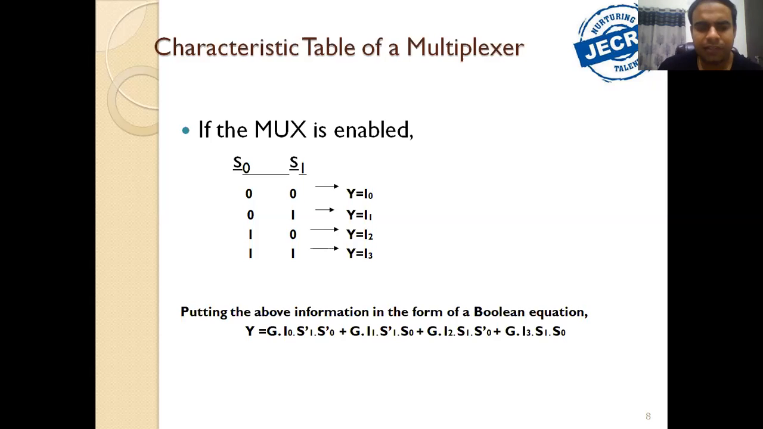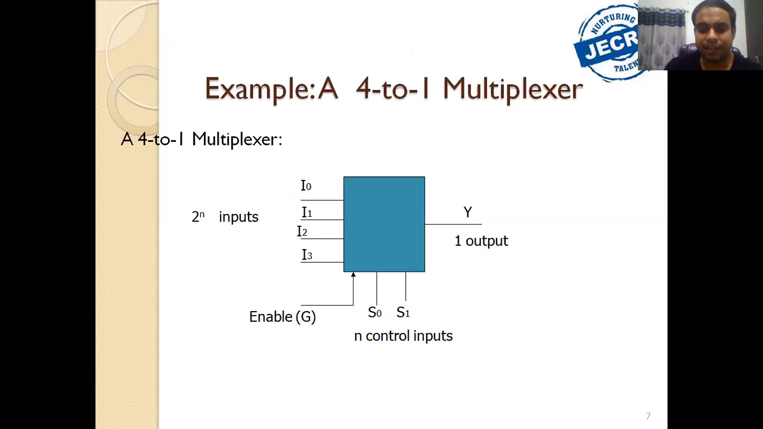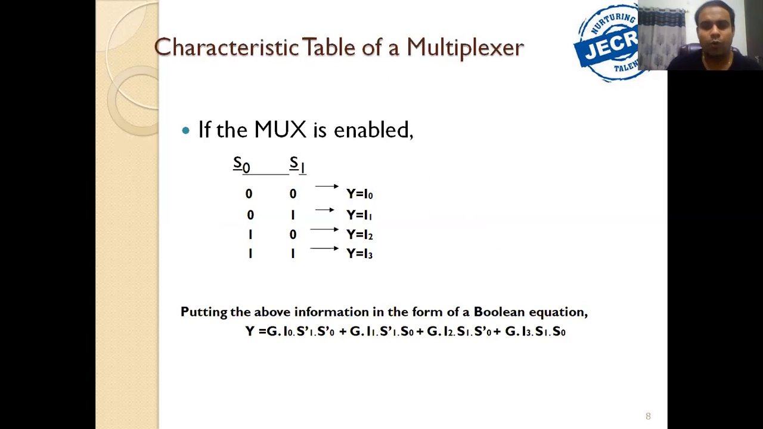Now, if we form this relationship between S0, S1 and the inputs in the form of a Boolean expression, then this will be Y equal to Z I0 S1' S0' plus Z I1 S1' S0 plus Z I2 S1 S0' plus Z I3 S1 S0. Here Z is considered as an enable and its value is always 1. If Z equals 0, then our multiplexer will be disabled.